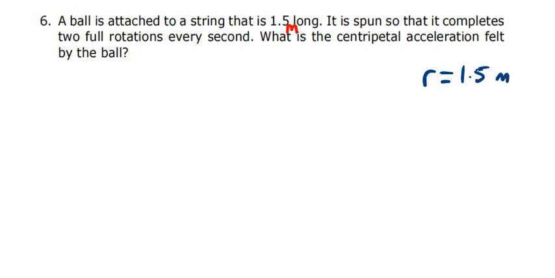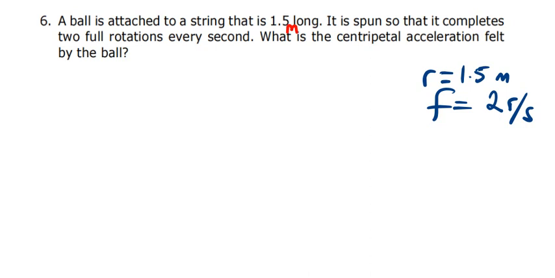Let's say it was 1.5 meters. Okay, then the rotational rate, the rate at which it is rotating. Or let's say the frequency in this case, how frequent it is rotating. We're saying it is 2 rotations per second. Now we have to calculate the angular acceleration, or the centripetal acceleration.